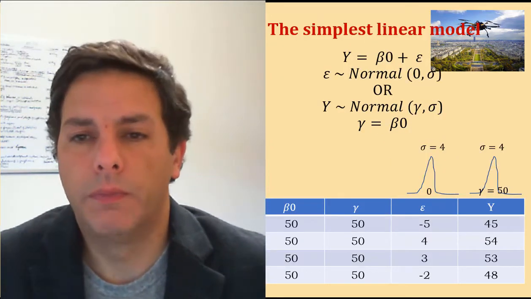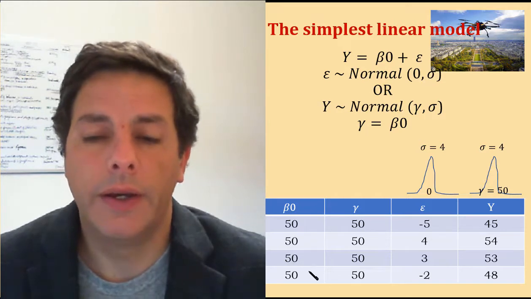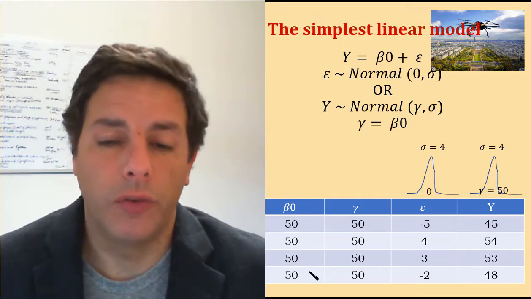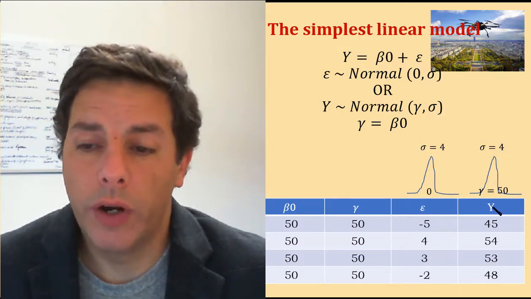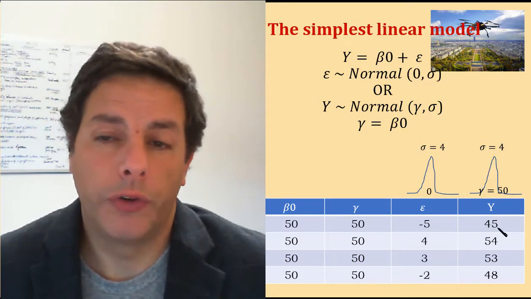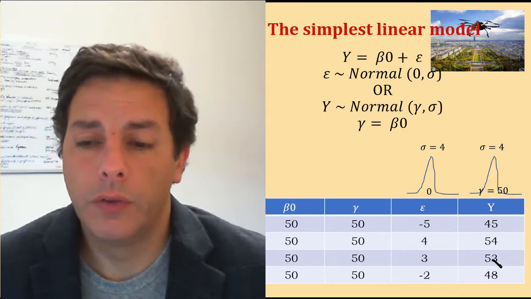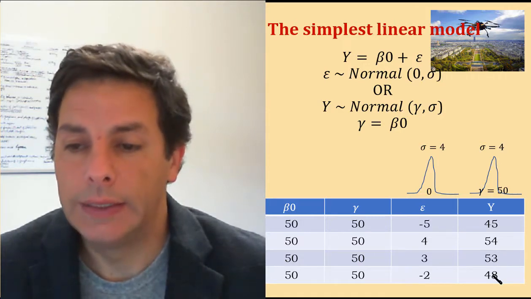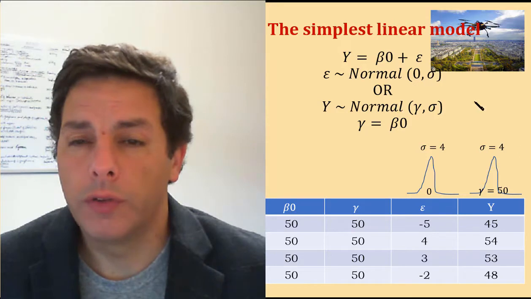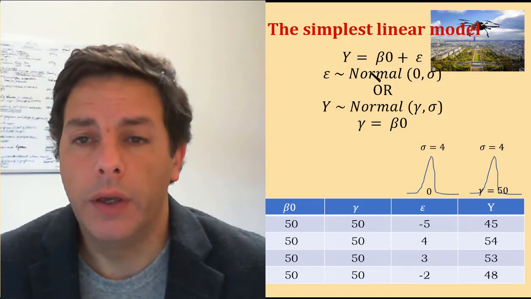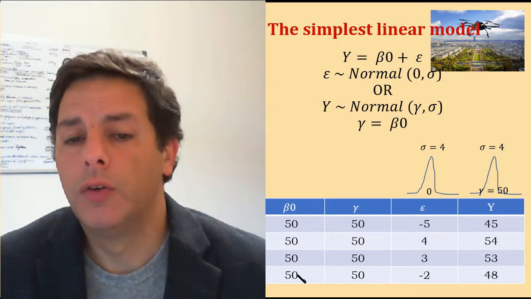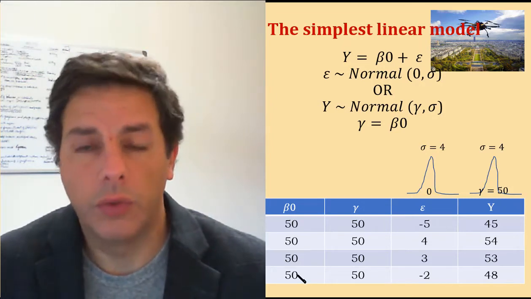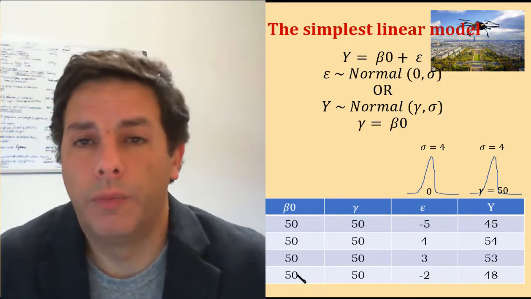Okay, so basically, here I have a table with 4 observations. The observations are the y variable. The first one is 45, second one 54, third one 53, and then 48. And my model says, the first model says y, so this observation, equals beta 0 plus epsilon. So you can see beta 0 is the same for all participants. That's a constant.